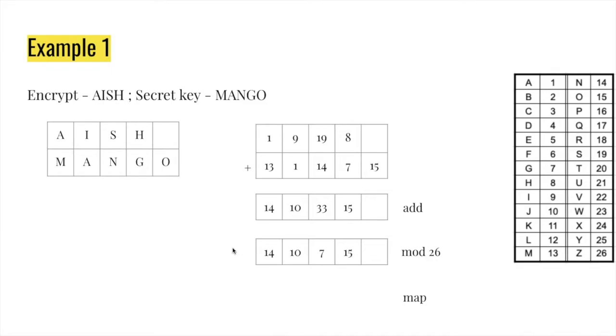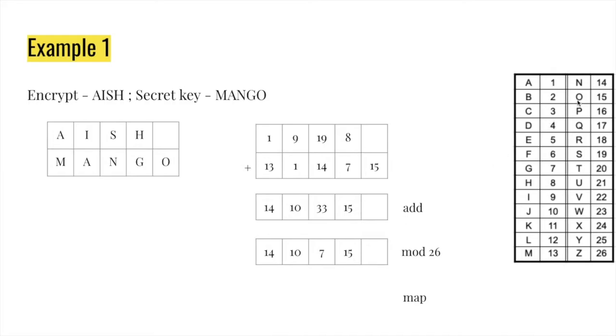So now we have calculated the modulus and all calculations are done. Now we just need to map these numerical values with the corresponding alphabets from this table on the right side. So for 14 we have N, for 10 we have J, for 7 we have G, and for 15 we have O.